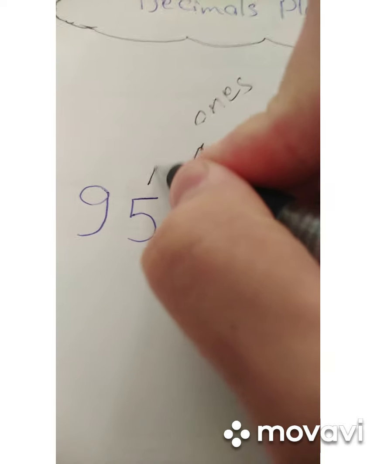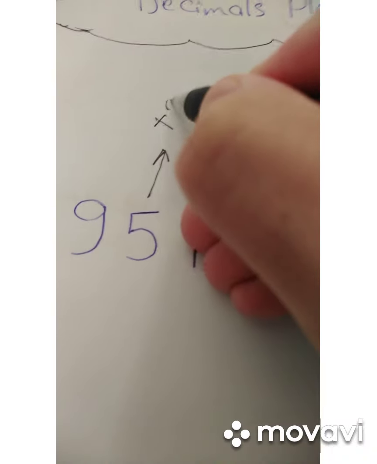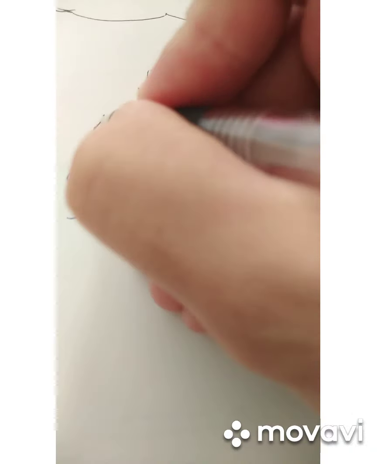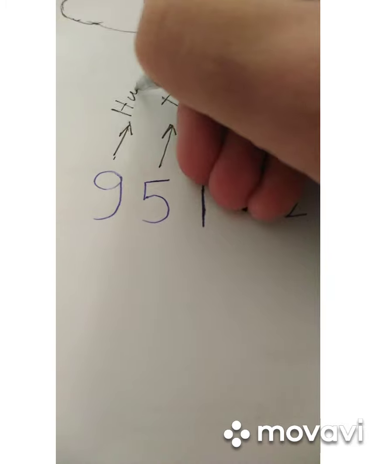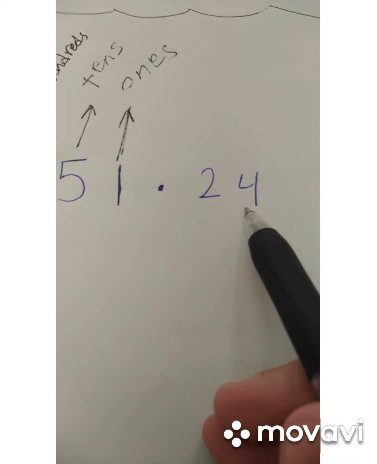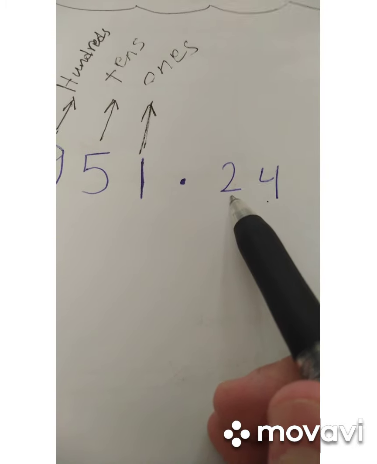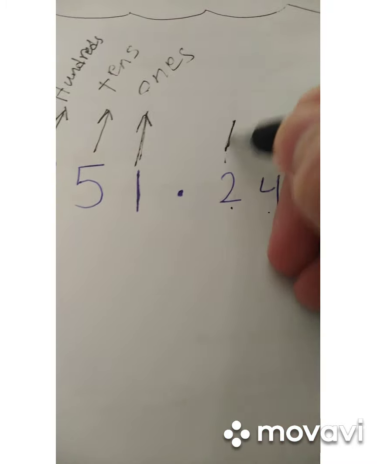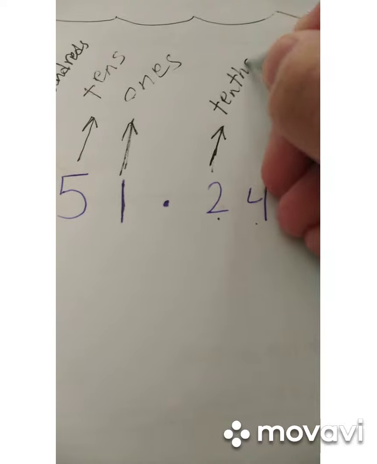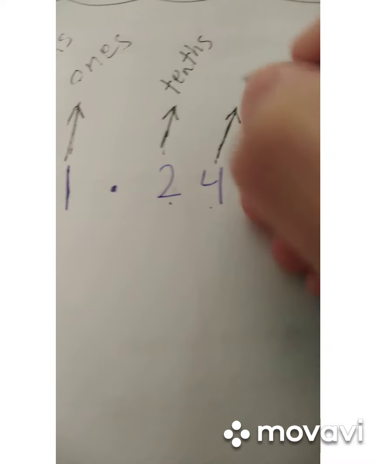What about the second digit in the whole number? It's tens. And the third one in the whole number is hundreds. In the decimal fraction, we have 24 hundredths. The first digit after the decimal, what is the name of this digit? It's called tenths. And what about the second digit after the decimal? Hundredths.